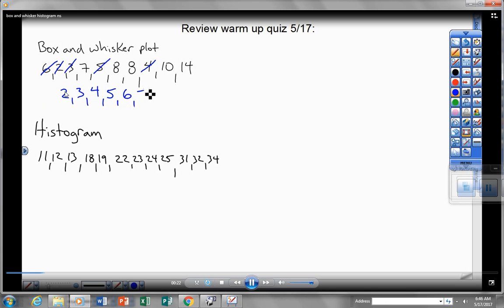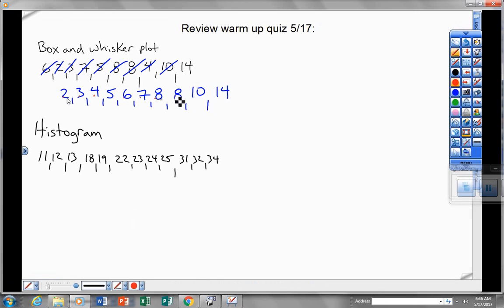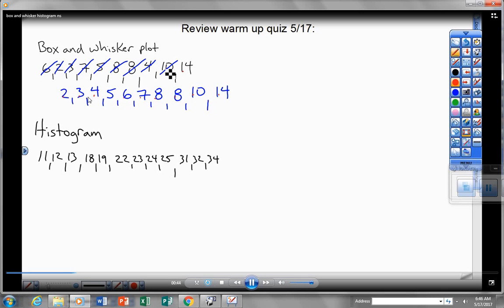So I got a 2, I got a 3, a 4, 5, 6, 7. I have 2 of those 8s, a 10, and a 14. I'm going to double check my work. Make sure I have all the correct amount of numbers here. So I have 10 numbers here. Make sure I have 10 numbers up there. Now that I'm 100% sure, now I can go about finding my medians.